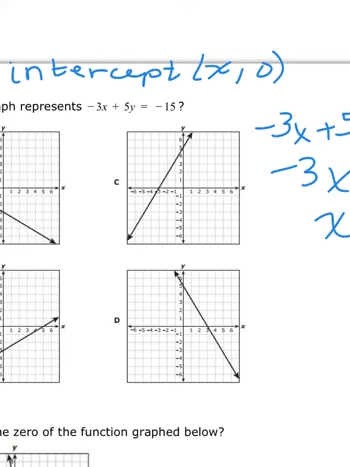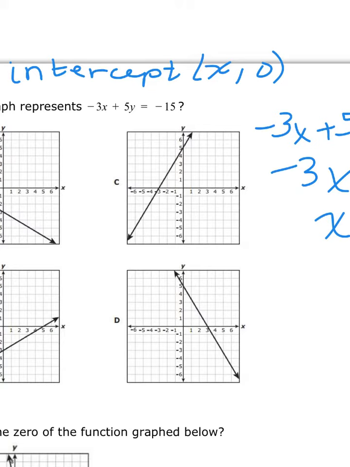Negative 5 or positive 5? Positive 5. So which of these answers has positive 5 as an x-intercept? See, A is negative 5. B is positive 5. It's the only one. It's B.